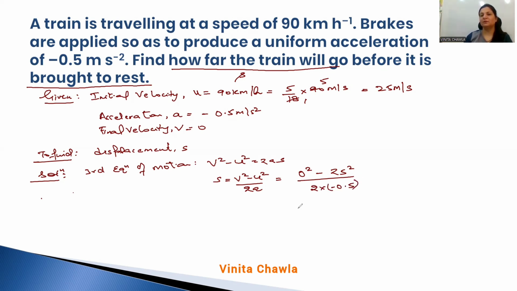Okay, so what will we get? 25 square is 625, right? Square of 25 is 625, so minus 625 in the numerator. And in the denominator, we have this 2 into 0.5, it's minus 1. No? 1, negative, cancel each other, and we are left with this 625. Therefore, displacement or distance covered by the train before it is brought to rest is 625 meters.